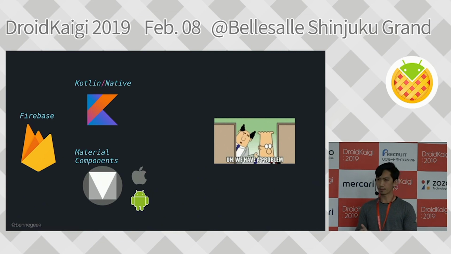And also with this approach with material components, we had to write the UI code for iOS. So you have to do the UI code twice, once for Android, once for iOS. So after the planning, we realized that we wanted to do Kotlin native, Firebase, and Flutter.